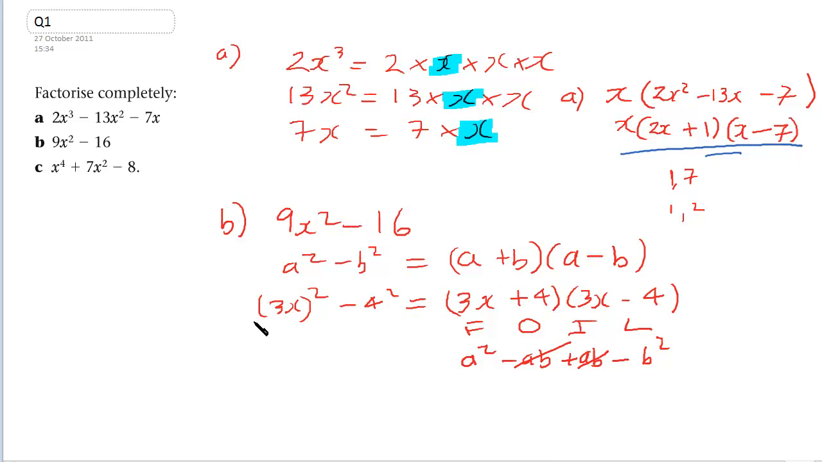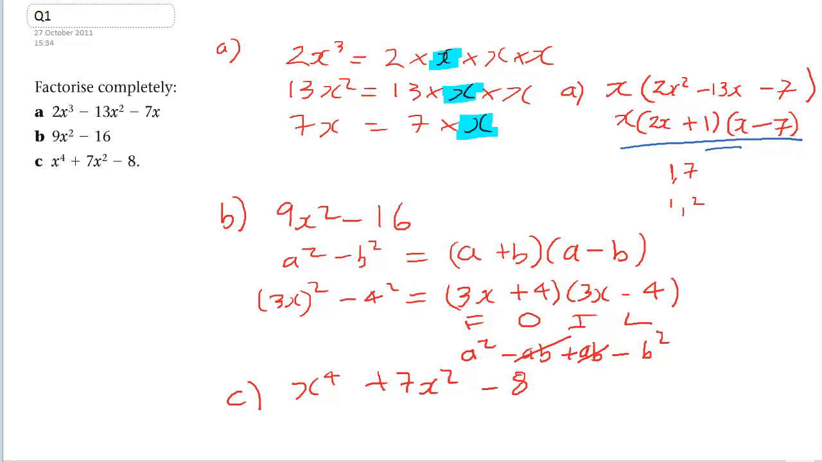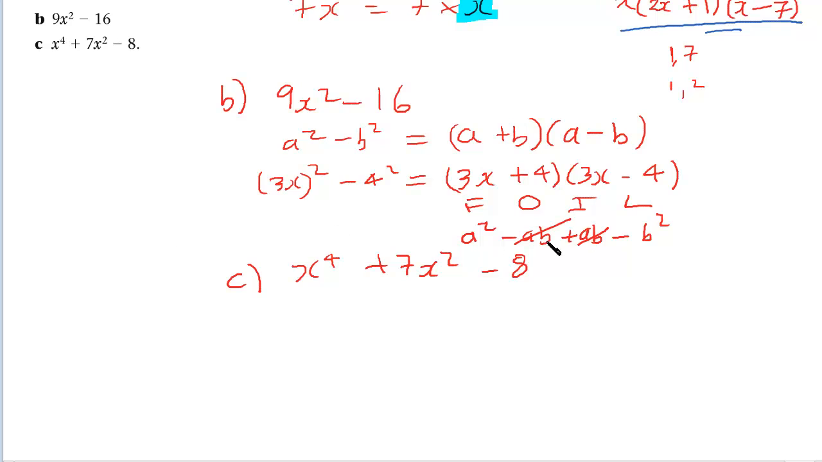Now part C, we're going to do x to the 4 plus 7x squared minus 8. And the trick here is to spot you've got a quadratic. Naturally, what you're going to be doing is taking out the x to the 4, you've got x squared here, and you've got x squared here as a term. So you can imagine this is just like a quadratic. Some people find it easier if you let y equal x squared, and you can see it more easily.